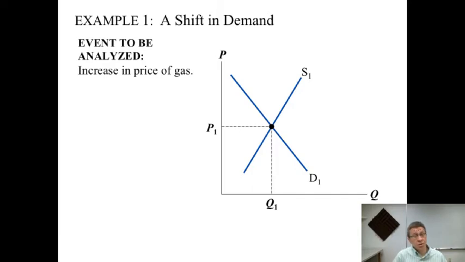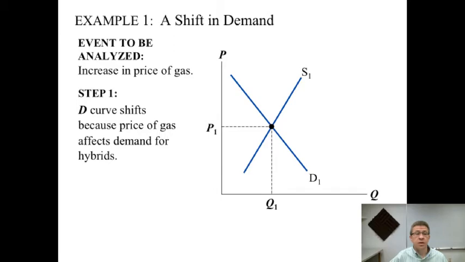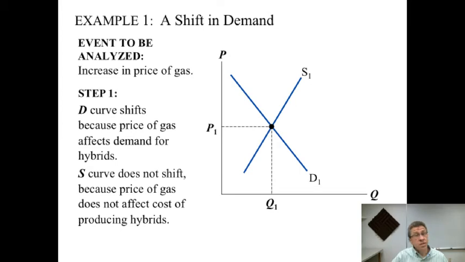So I hope you thought about this on your own. An increase in the price of gas. Gas is more expensive. Would that make a hybrid car more or less appealing? Well, hybrid cars use less gas than almost every other car, so a hybrid car should be more appealing. The supply curve, we wouldn't expect that to shift. Is there any reason the increase in the price of gas should affect how many hybrid cars producers want to make at any given price? No, not in this case.